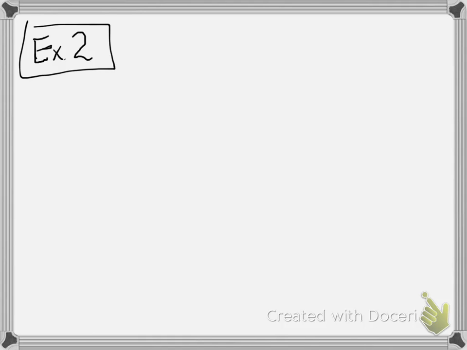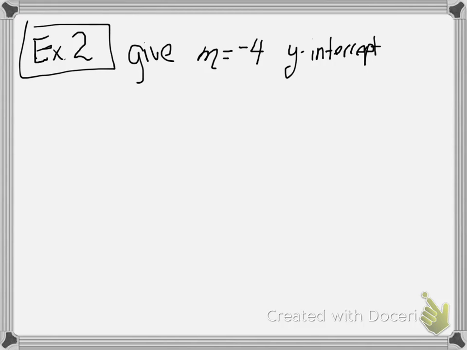Example number 2, maybe I'll give you the slope of -4, and I'm going to give you the y-intercept that says y-intercept of -2. Okay, so the directions would be the same. I want you to state it in point slope form.